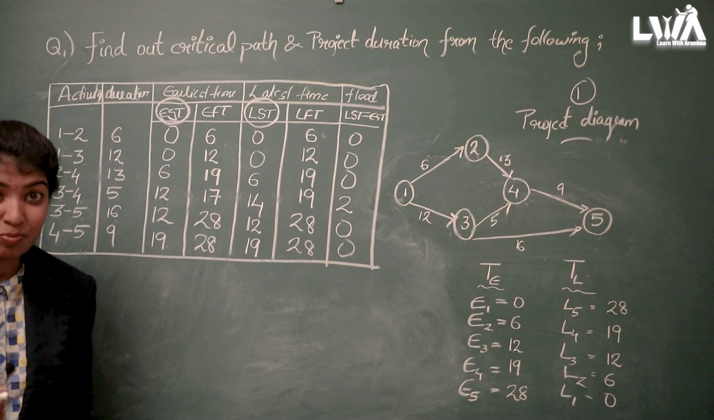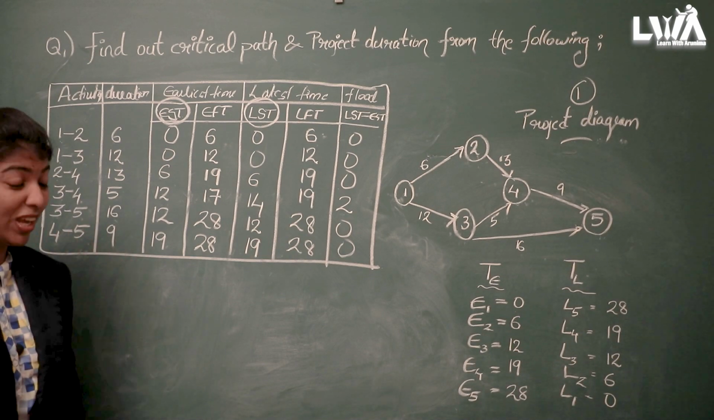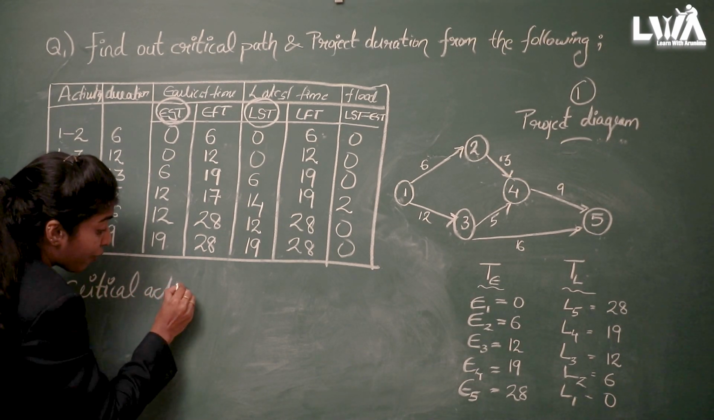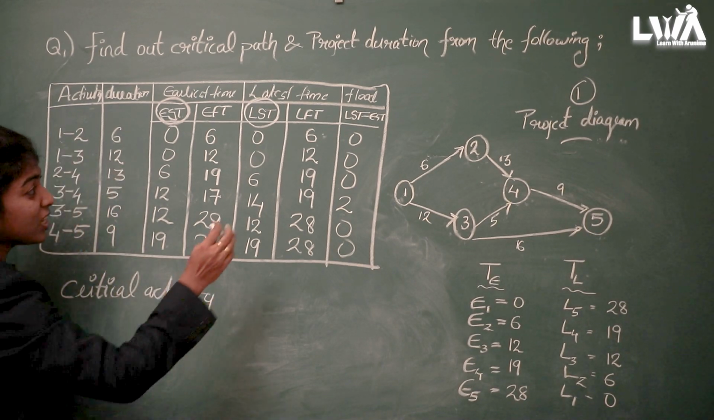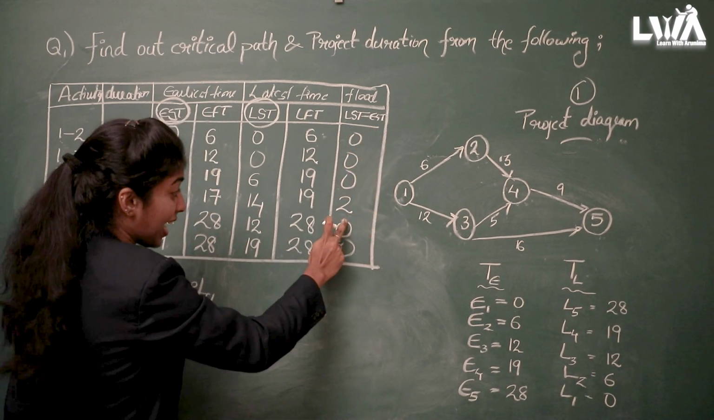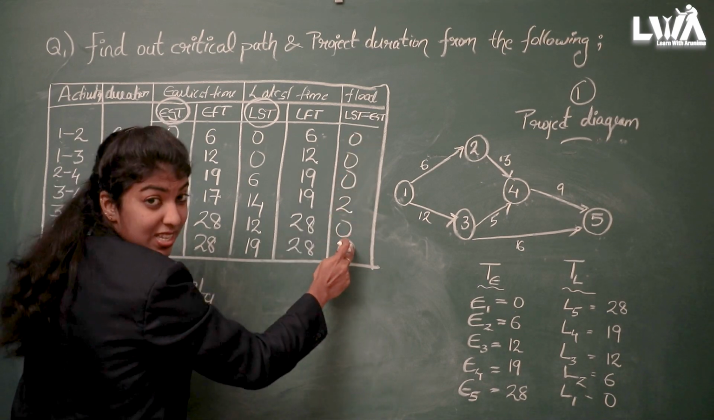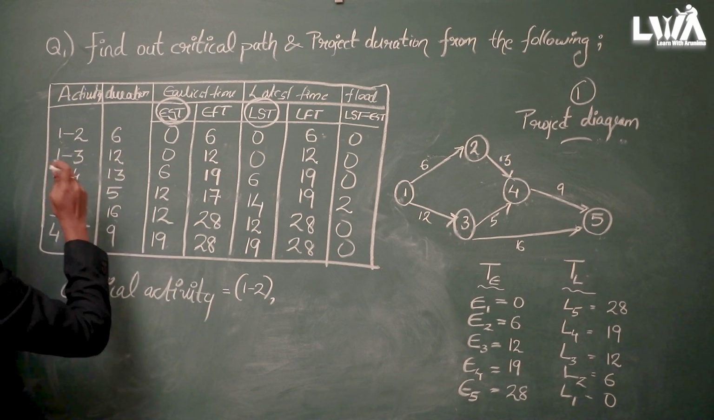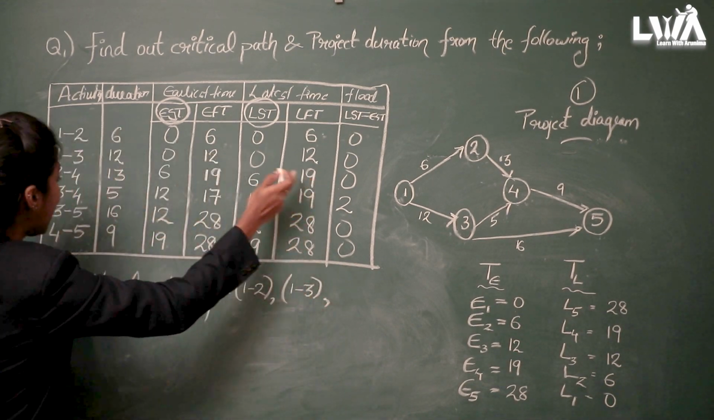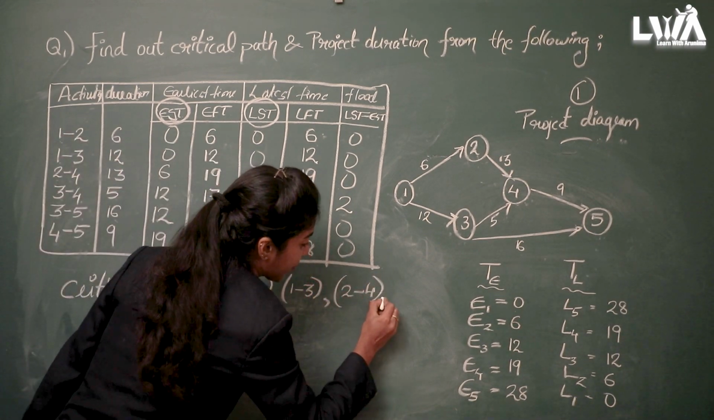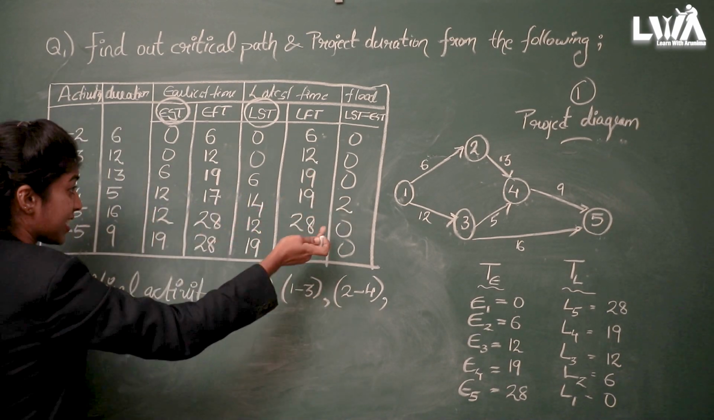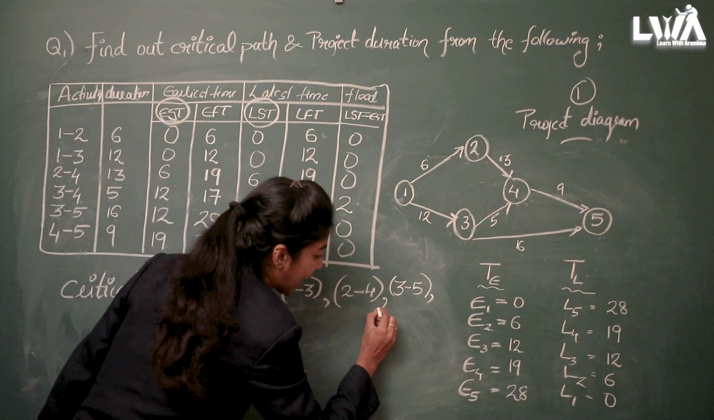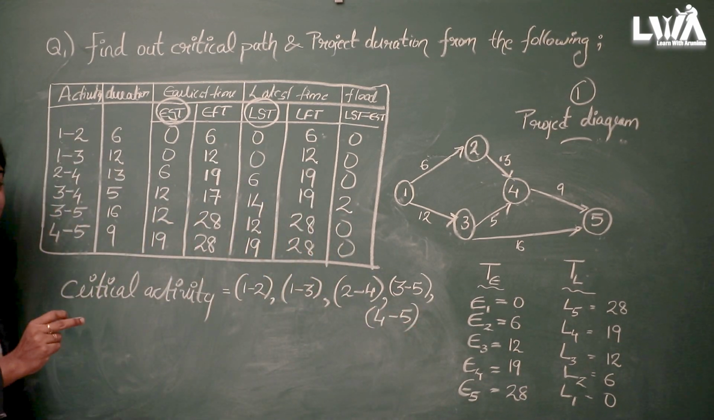Now we can find the critical path or critical activities. First, we find critical activities. Critical activities are the activities where the float is 0. So here, except one row, all others are 0, right? So our critical activities are 1 to 2, 1 to 3, again 2 to 4. Again here it is 2, so it is not considered. Next, 3 to 5, and finally 4 to 5. So these are our critical activities.